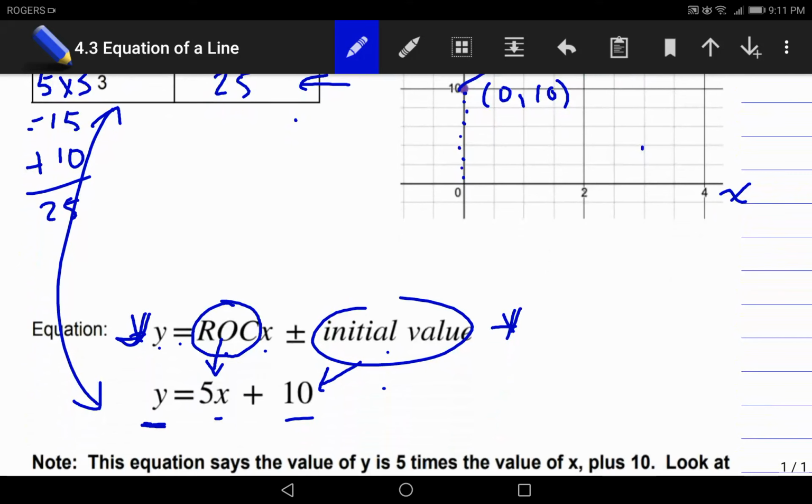Okay? You can see the advantage of the equation. If you get good at it, it's a lot quicker and easier. It's a quicker way to describe a relationship as opposed to doing a table of values or doing a graph. It's just a much quicker, more efficient way. All right, so that concludes this part of the lesson, 4.3.